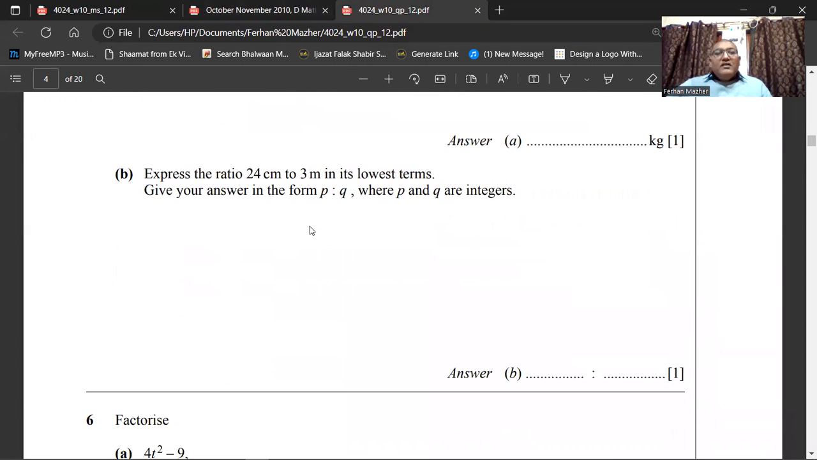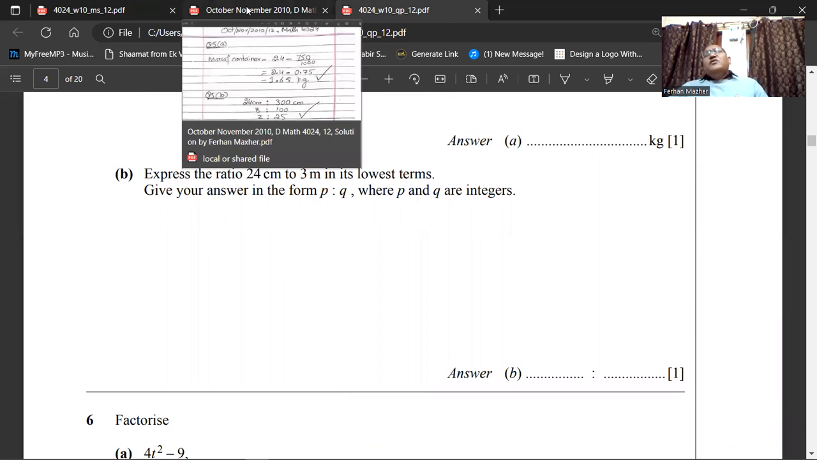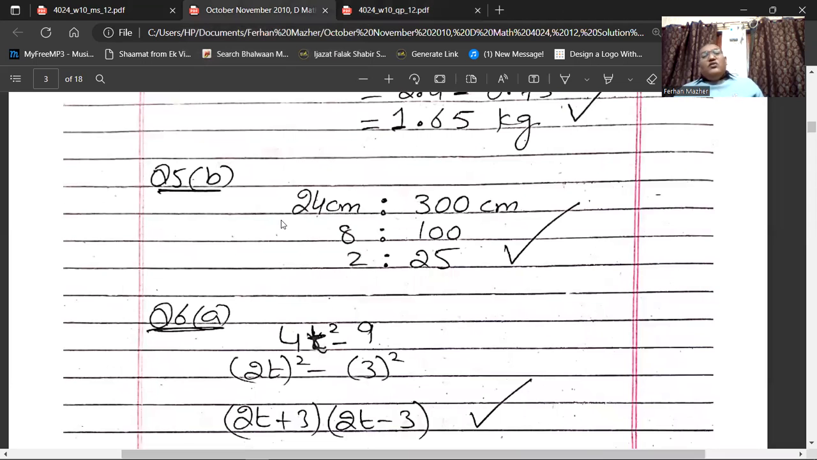Then it says express the ratio 24 centimeter to 3 meter in its lowest term. Give your answer in the form P ratio Q, where P and Q are integers. Okay, so because both these quantities have different units, whenever you write a ratio of the two quantities, their unit must be same. So for that purpose, I will convert the meter into centimeters. So 24 centimeters, that's good. 3 meter, that will be 300 centimeter.